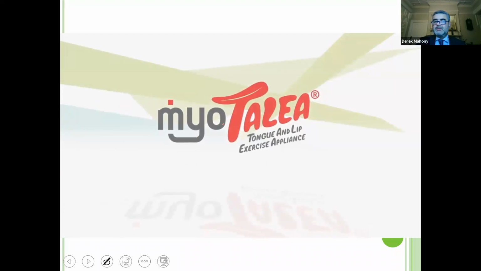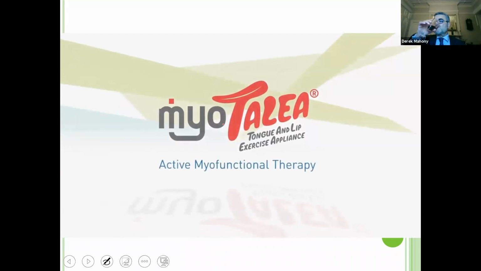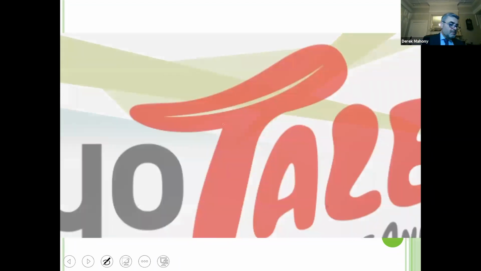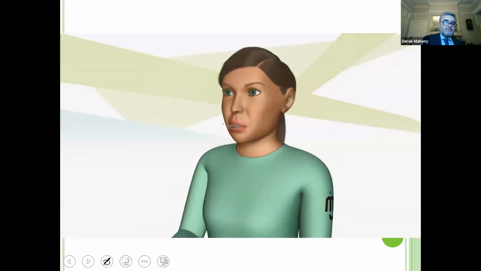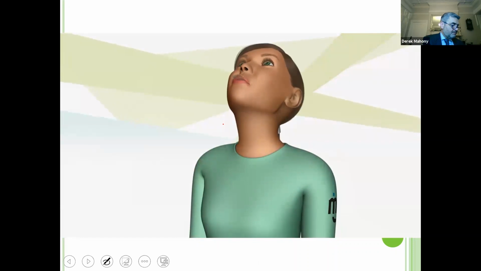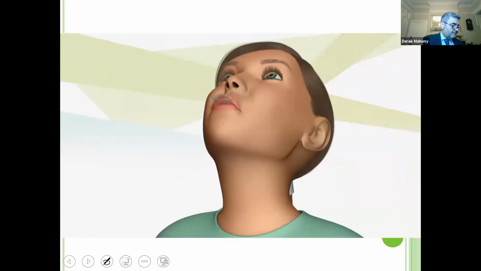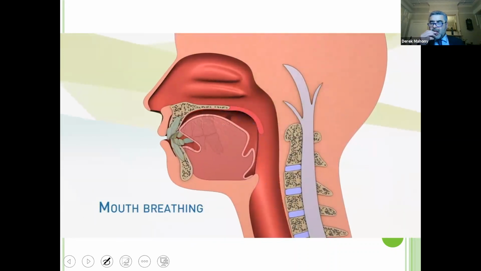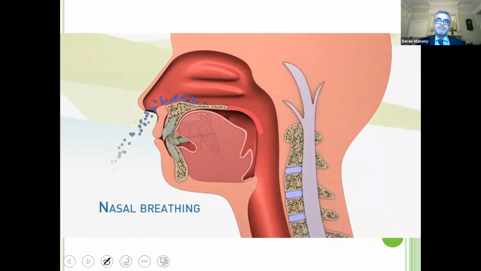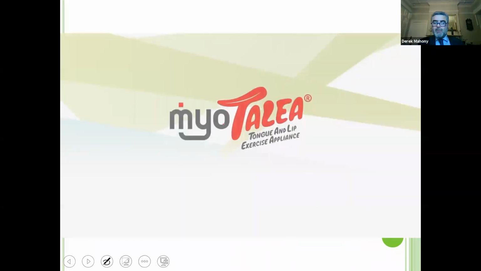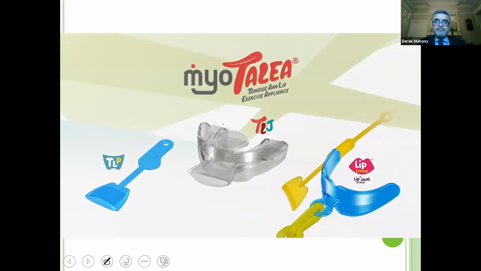Myotalia is MRC's latest treatment system and is the world's first combined active myofunctional appliance range. The appliances are designed for patients who present poor muscle tone in the tongue, lip, jaw, throat, or pharyngeal areas, while also aiding in the transition from mouth breathing to nasal breathing. The appliances, consisting of the TLJ, TLP, and lip trainer, are used to assist in alleviating sleep-disordered breathing problems and jaw joint dysfunction.